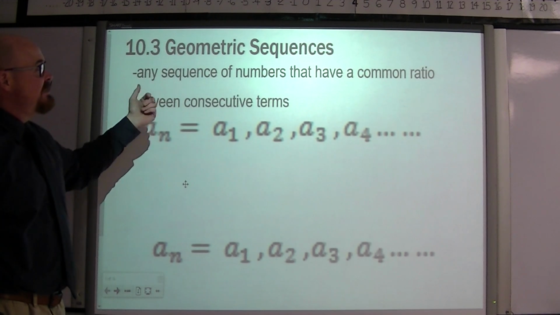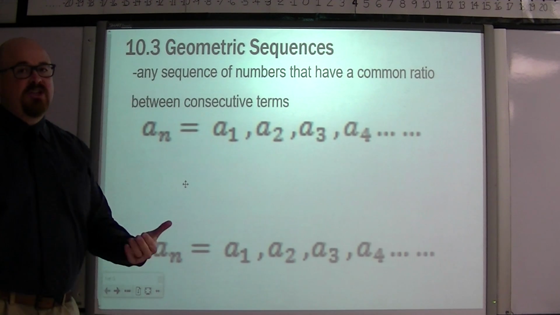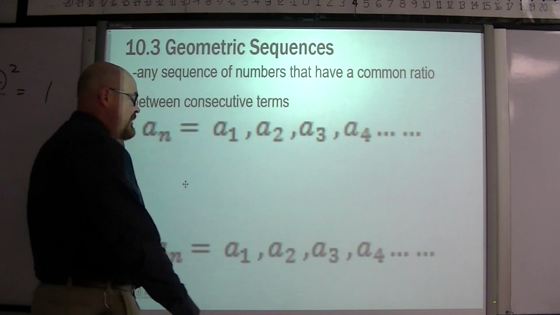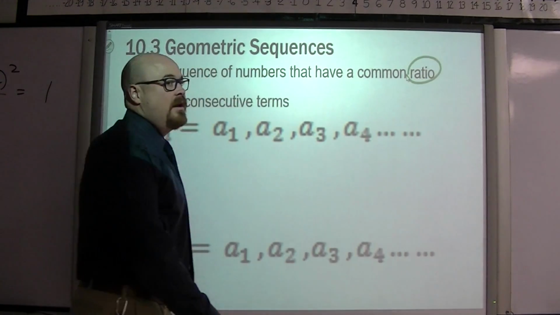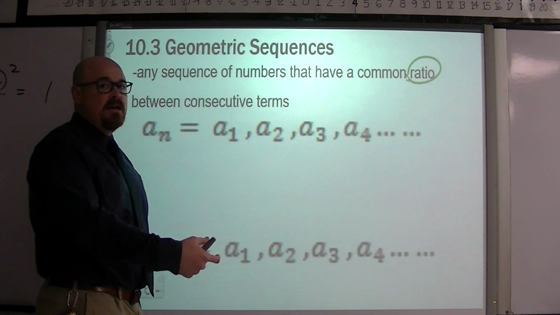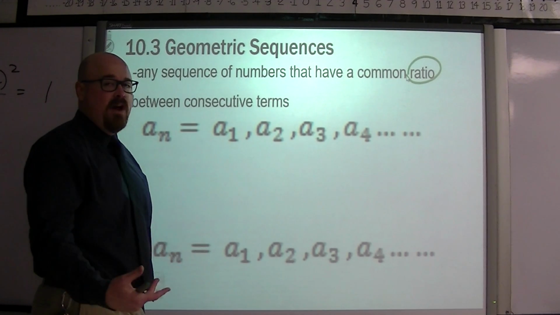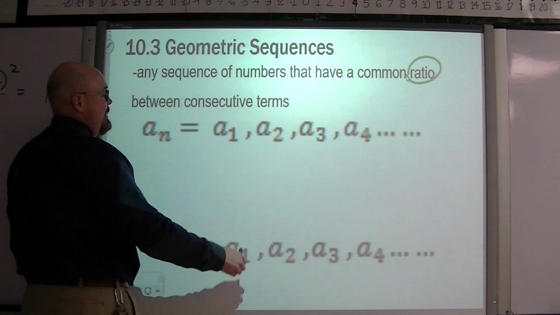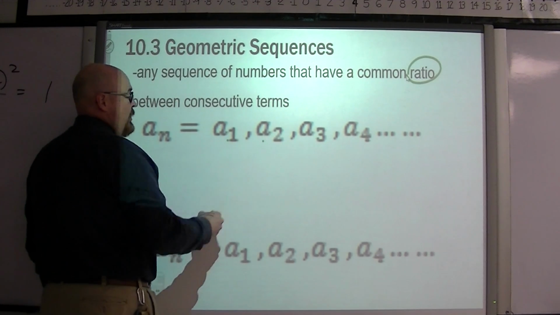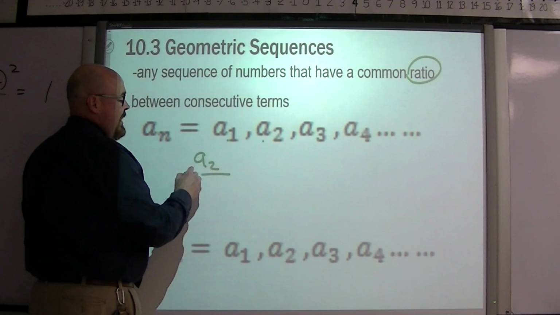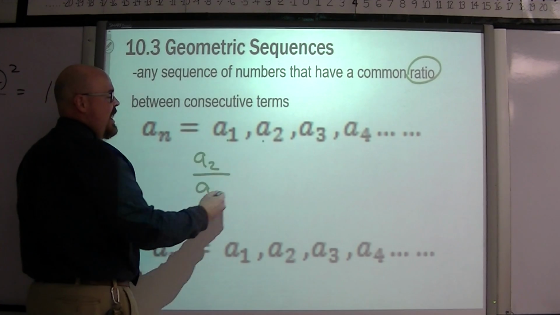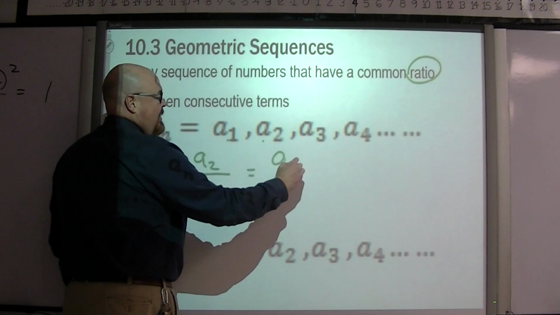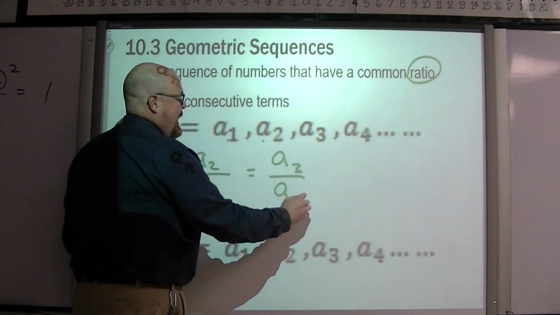A geometric sequence is any sequence of numbers that have a common ratio, right? And what does the word ratio mean? Ratio is just a fancy word for a fraction, right? So instead of subtracting, common difference would be subtraction, common ratio means that the ratio of consecutive terms remains the same. If I divide A2 by A1, I should get the same thing as if I divide A3 by A2.